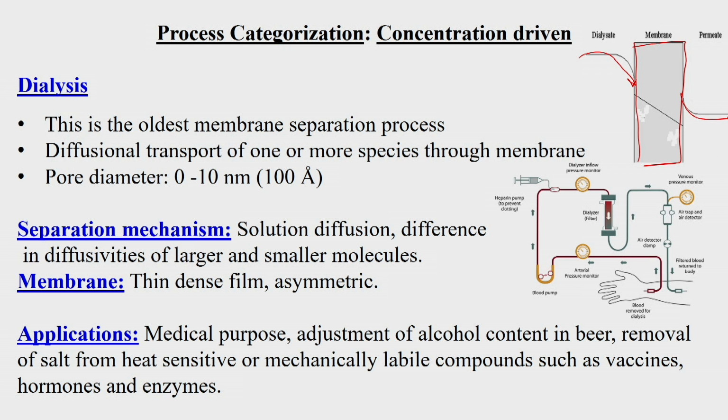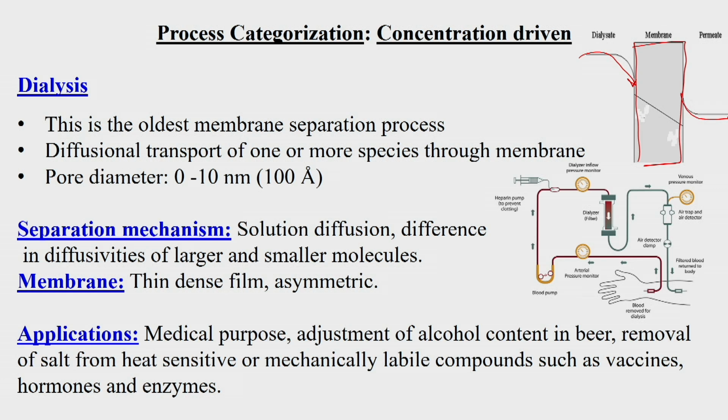Whenever we talk about dialysis of the kidney, the permeate with the low salt content will be returned to the patient. Diffusional transport of one or more species through the membrane takes place, and the pore diameter is in between reverse osmosis and nanofiltration membranes. So, the pore diameter ranges from 0 to 10 nanometer, up to 100 angstrom.